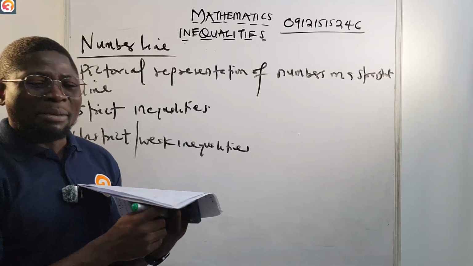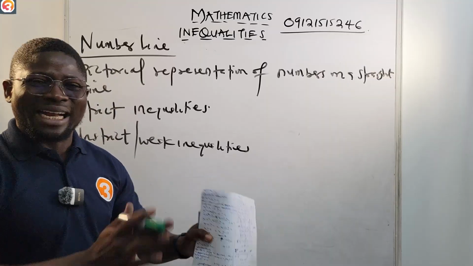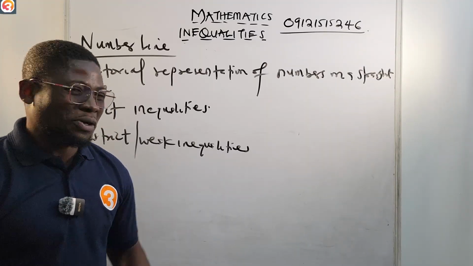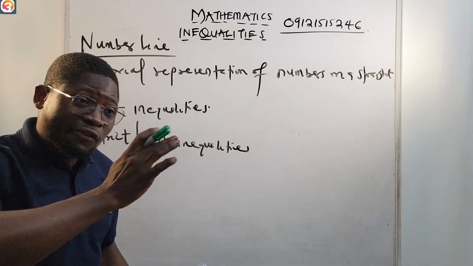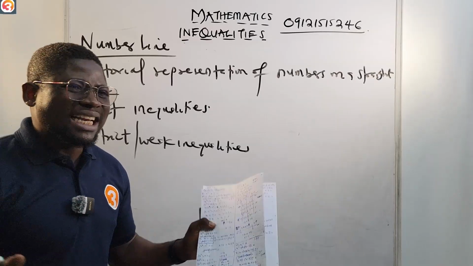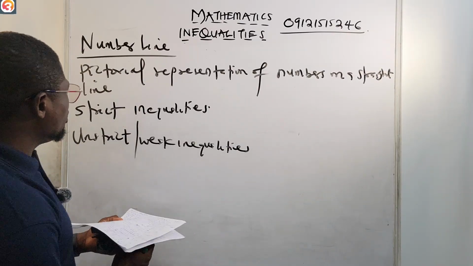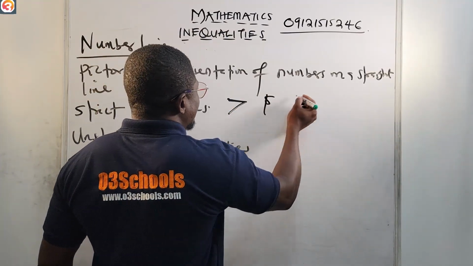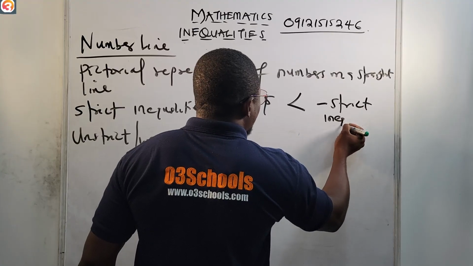They don't bend. They are straightforward. It's either you are greater than or you are less than. They are very, very straight. So there's nothing like greater than or equal to. No. Those ones, they are weak inequalities. Nothing like I'm less than or equal to, I'm greater than or equal to. So for that reason, greater than and less than, we call them strict inequalities.